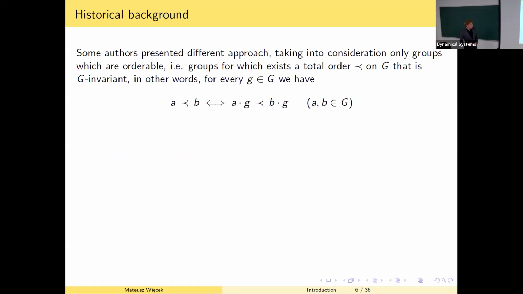Another approach was to consider only the groups which admit invariant orders. And what it means is that on a group there exists a total order, which I will refer to as \prec, from the command in LaTeX. It will be easier for me to talk about it. So this symbol defining the order will be denoted by me by \prec. And this order \prec is G-invariant if such an equivalence holds: for any elements a and b, a is smaller than b if and only if a times g is smaller than b times g for every element g in the group.